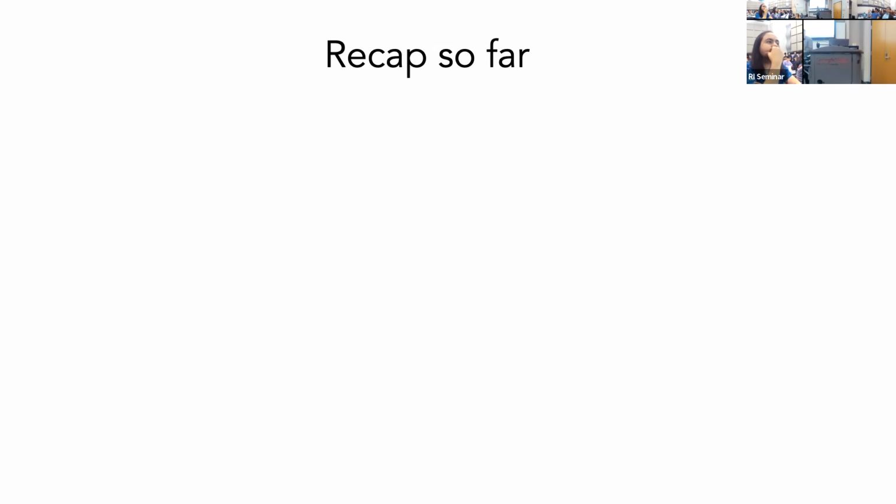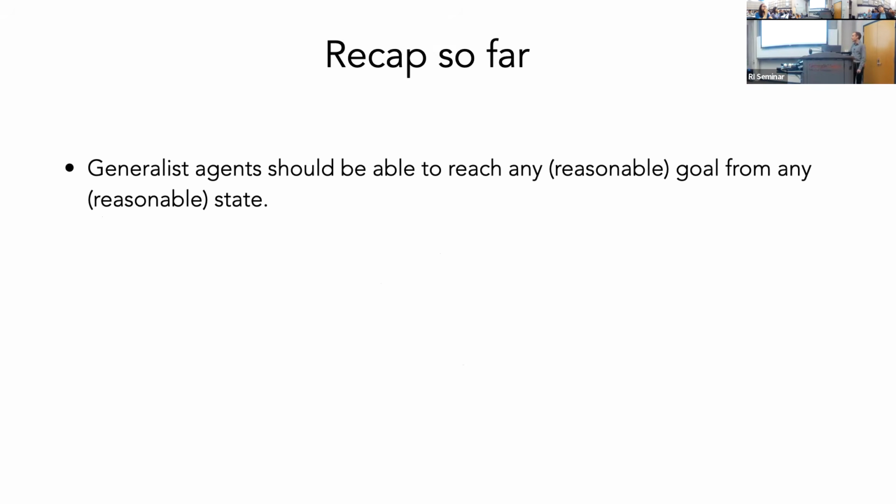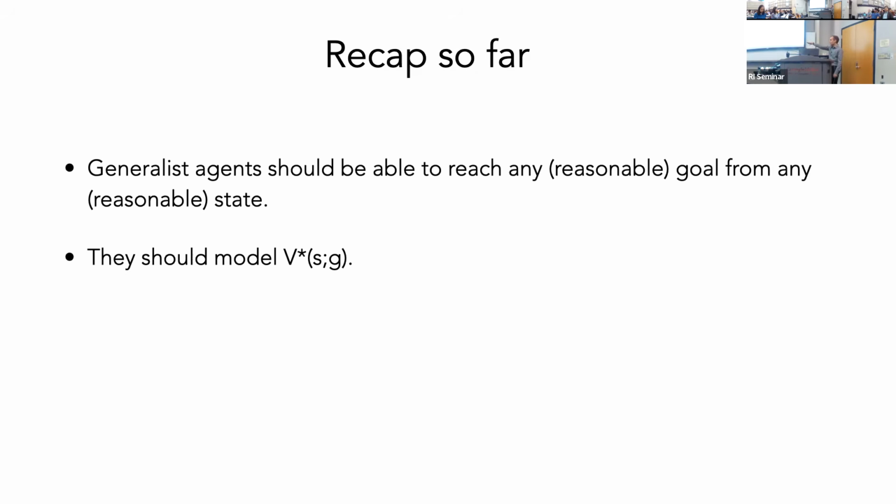Okay, so that was a whole lot. I want to pause for a minute and give a recap of what we've seen so far. One is that generalist agents should be able to reach any reasonable goal from any reasonable state. That's kind of one idea of what we would want with maybe a household robot that can rearrange anything into any new configuration in our house. So what is a data structure that helps that? It would be the optimal value function, telling me the cost to go from state to goal for any state and any goal.